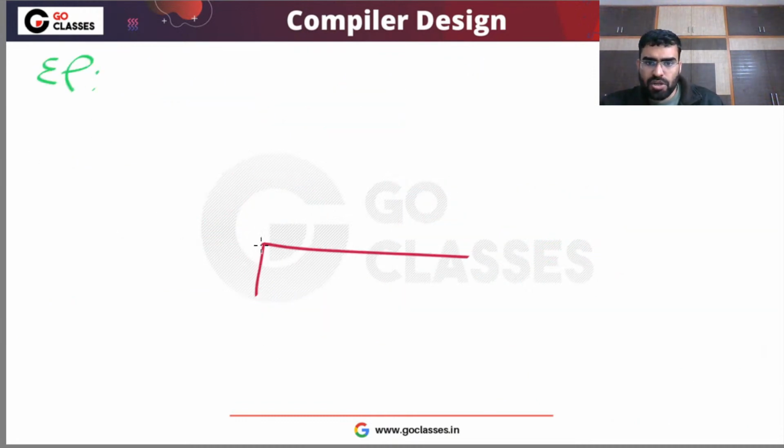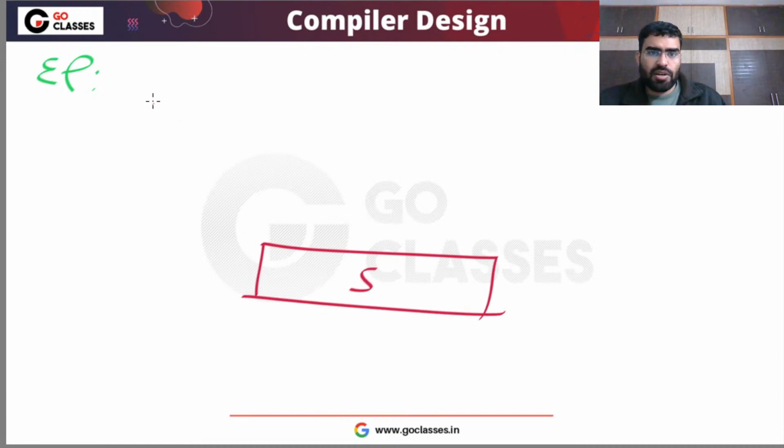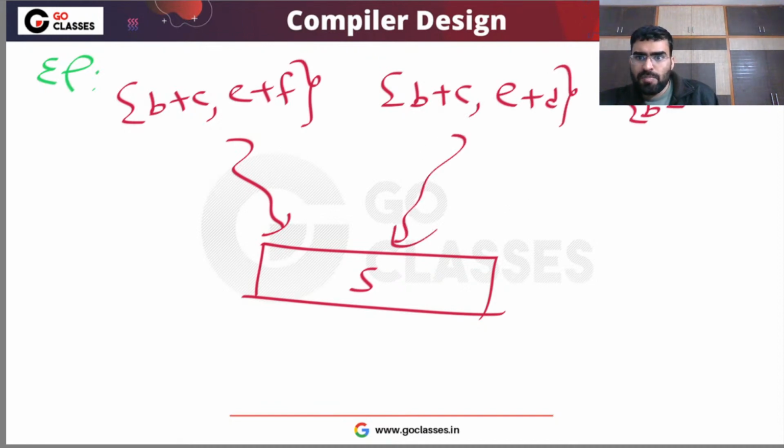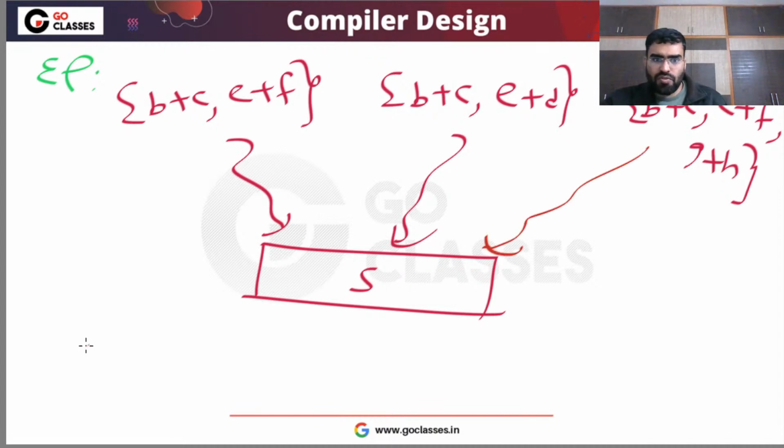Let us assume you have a point here. This is your point. Let's assume this is your instruction s. Now just tell me this. b plus c and e plus f are the instructions that are available here. And let's assume b plus c and e plus d are available here. And b plus c, e plus f and g plus h are available here. So now tell me what is IN of s. Now find IN of s.